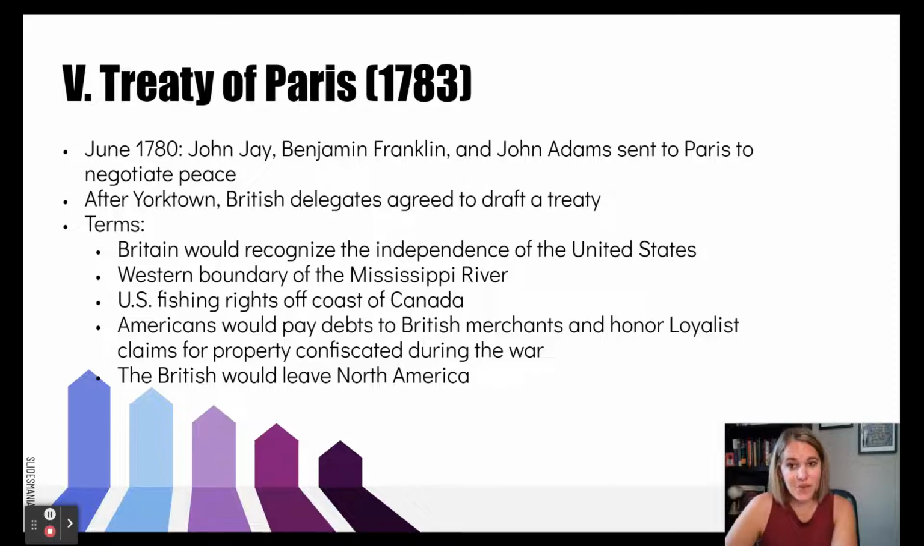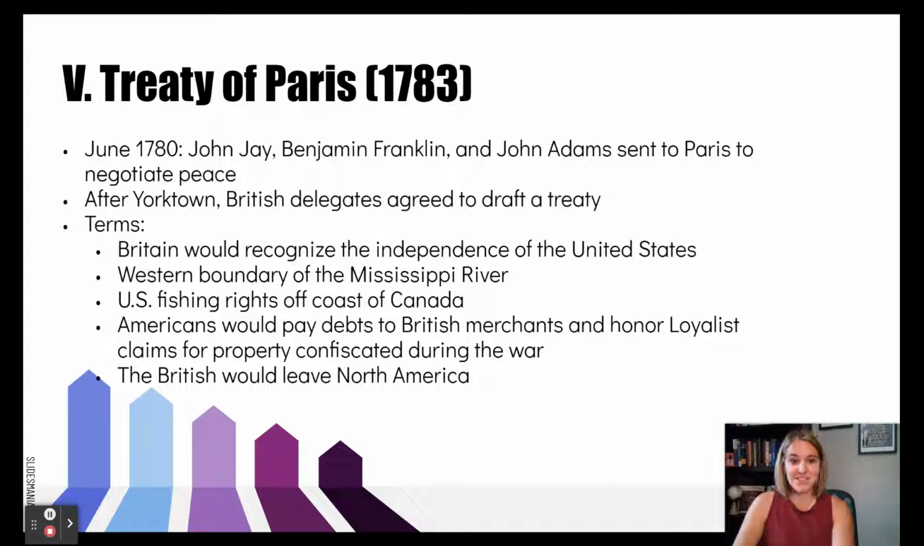So last topic here is going to be the Treaty of Paris that concludes the war. So in 1780, John Jay, Benjamin Franklin, John Adams, they're sent to Paris to negotiate this treaty. After Yorktown, the British delegates finally agreed to draft a treaty. So here are the major terms that you should be aware of.